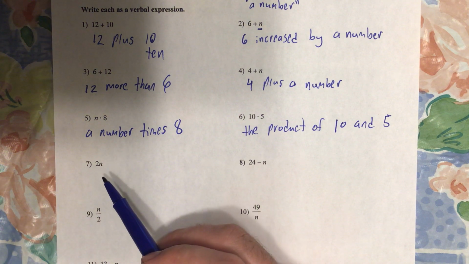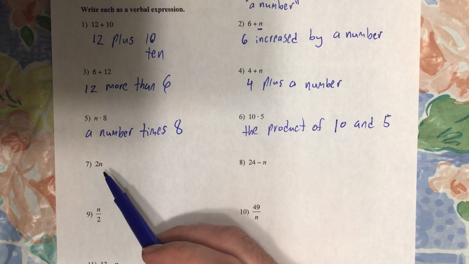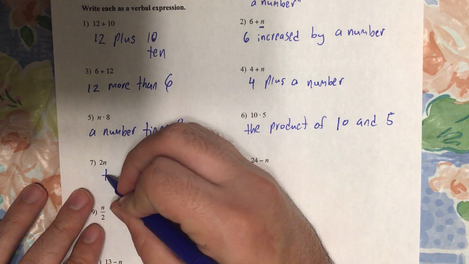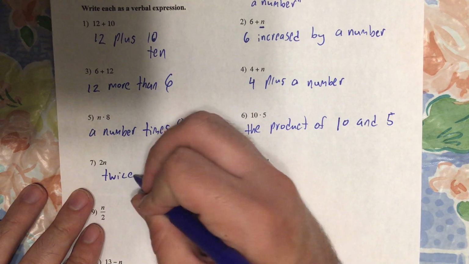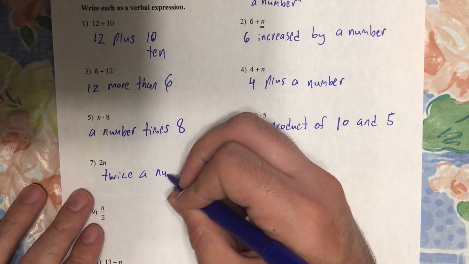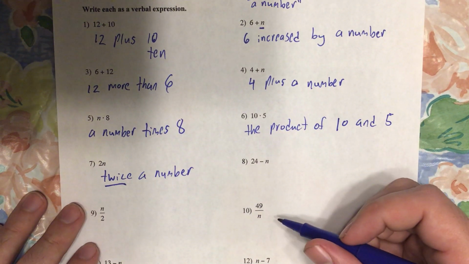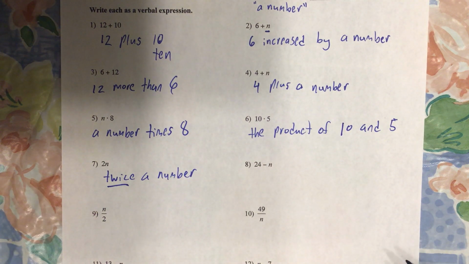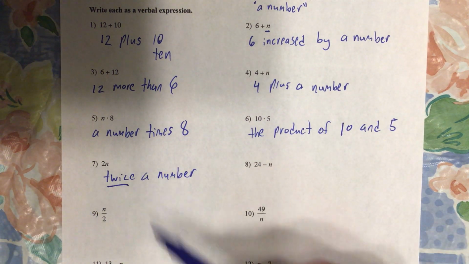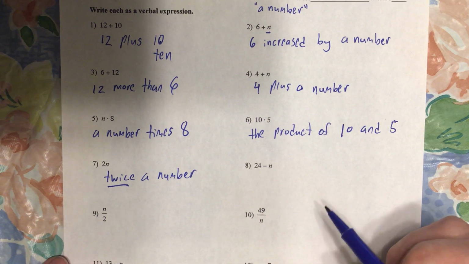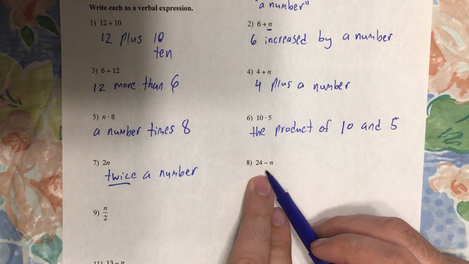Here we could say, 2 times n again, the product of 2 and a number. How about we do twice a number? Be a little fancy here. Again, twice means to double it, times it by 2. So it's nice when you have a chance to switch it up and not use the same vocab over and over again.